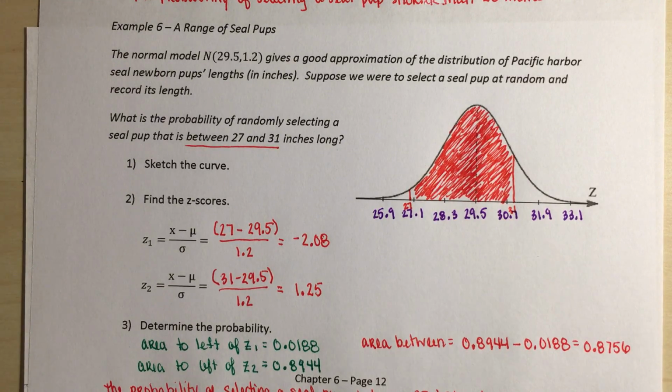So again, one more example of finding our probability between. We found two z-scores and we made sure that we subtracted those values. So remember, we have three different cases: less than, between, and greater than. This is another example of the between case.